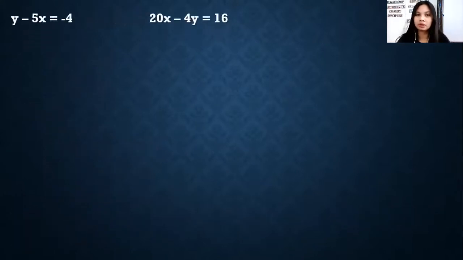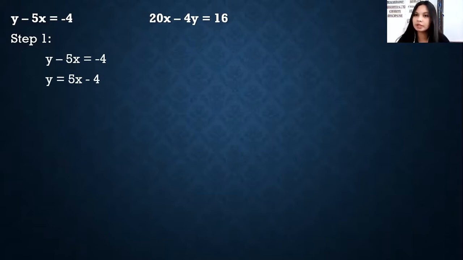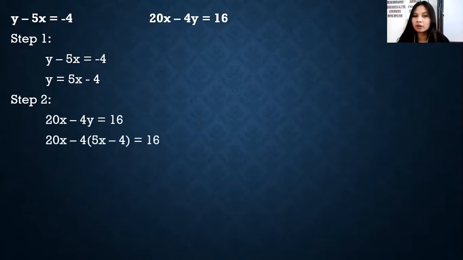Yan. So, dito naman, ganun din. Mamili kayo. So, syempre, obviously, yung equation 1 yung gagamitin ko. Okay? Transpose, si negative 5x magiging positive 5x po. Step 2, substitute to the second equation. So, yung value ng y, ayan na siya. 5x minus 4 po. And then, distribute.